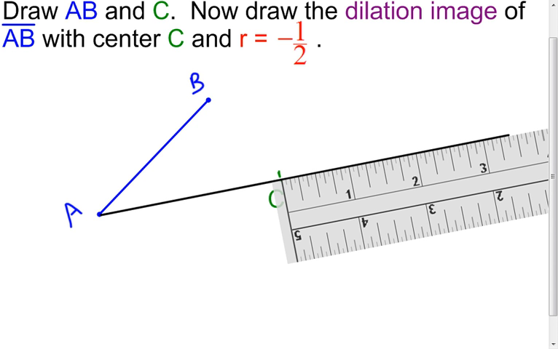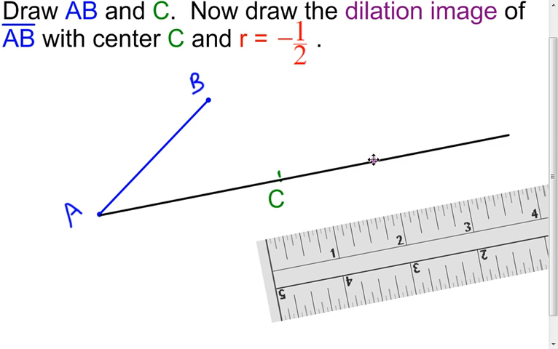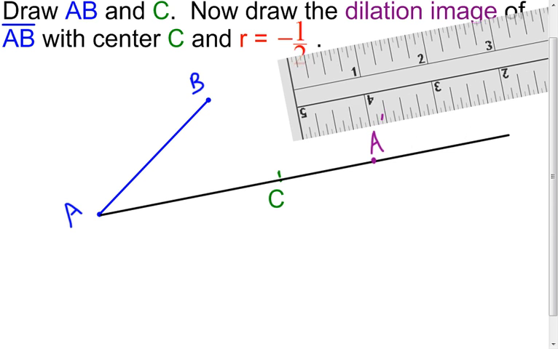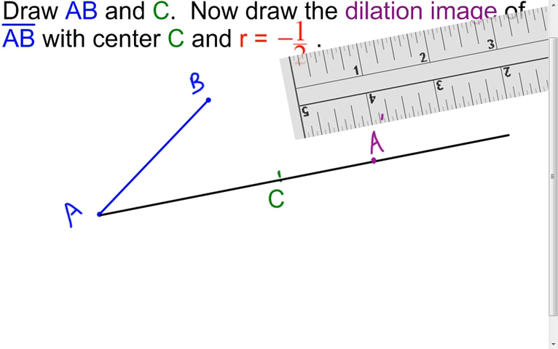So come over here and go, well, let's pick a pretty color like purple. If I go to 1 3/8, that's going to be approximately right there. So my A prime is going to end up right here. Now I need to do the same thing with my B. Oops, didn't need that. Move my ruler out of the way. I take my straight edge and start at B, go through C, and then my B prime is going to end up somewhere on the bottom part of that ray.